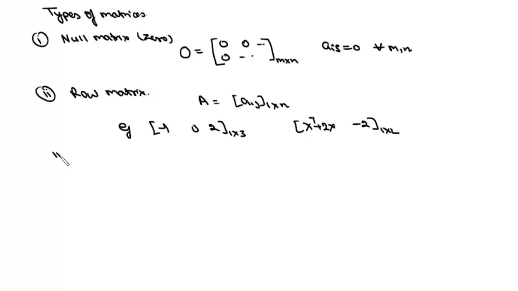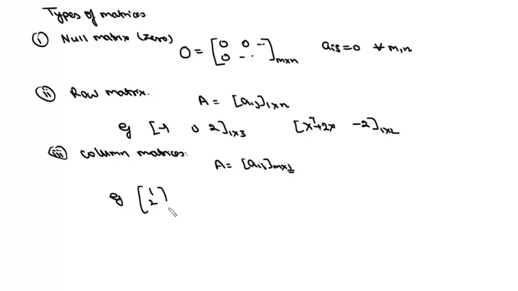Now similar to row matrices, we have column matrices. In column matrices, we have any number of rows but just one column. So its order should be n cross 1. Say for example, we have 1, 2 or 1, 0, 0. So in this case, we have 2 rows, 1 column. Here we have 3 rows, 1 column. So if we have only one column, then we say it is a column matrix.